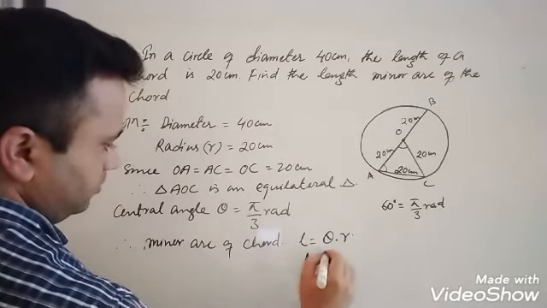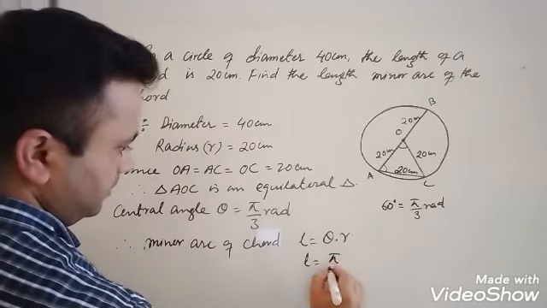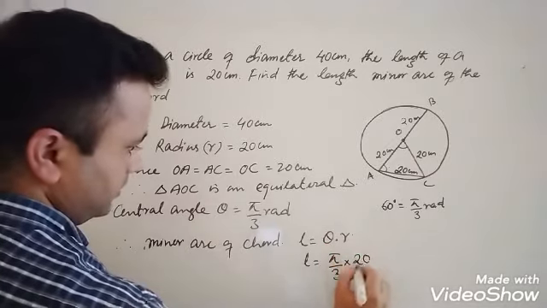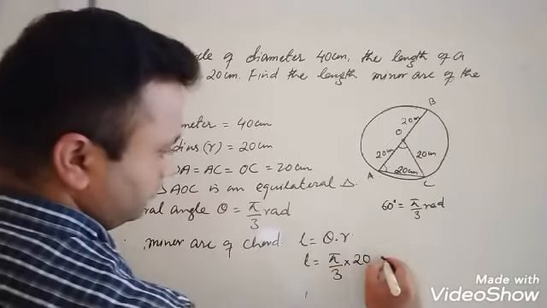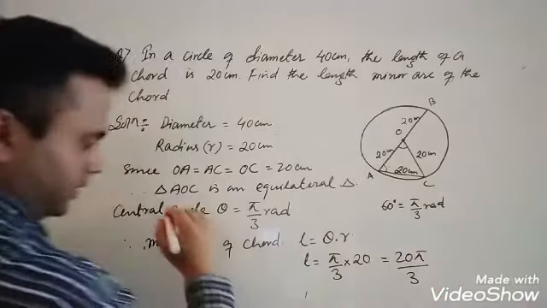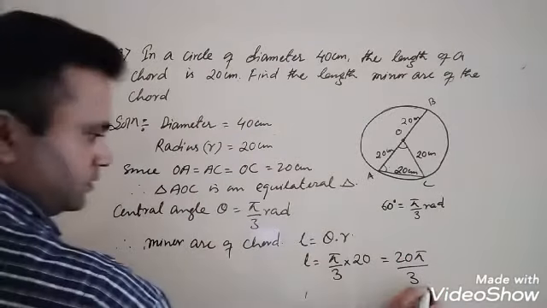So L equals, what is theta? Pi by 3 into radius, which is 20. So L equals 20 pi by 3. This is the length of the arc, and this is the answer.